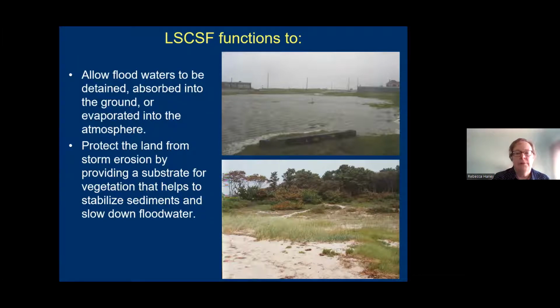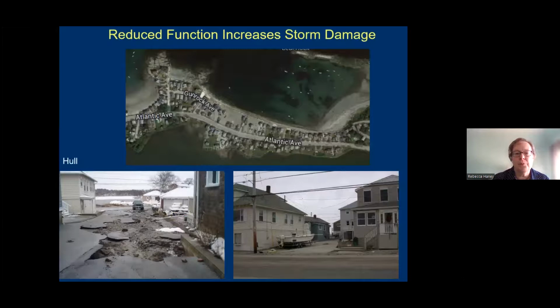So development in the floodplain should think about trying to allow as much of that pervious cover as possible for flood absorption. There are situations where we have a lot of development that's occurred and there are storm damages that can happen. In this case, the town of Hull asked for some assistance.